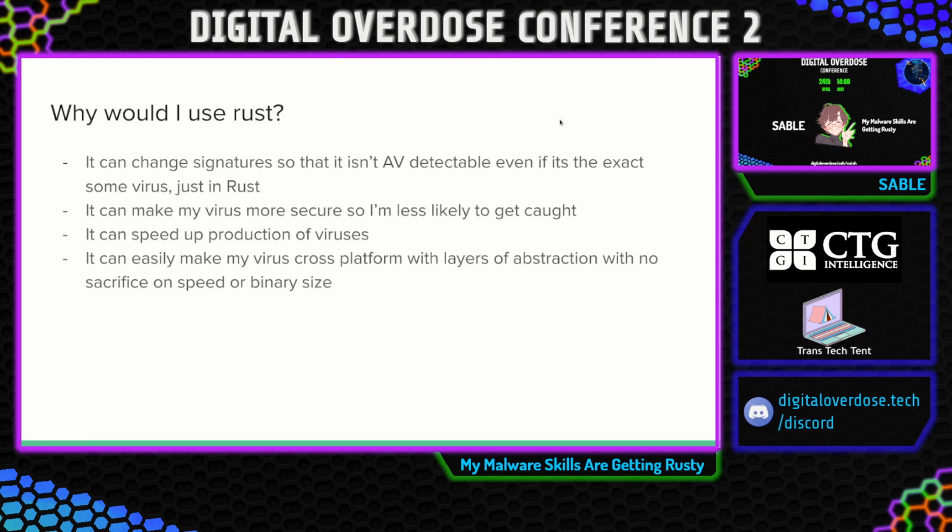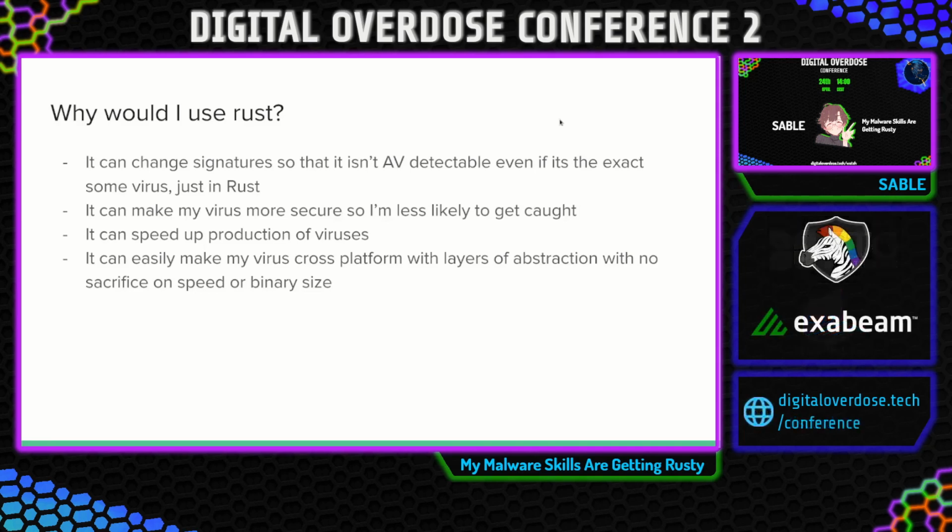Well, when you use Rust, it'll change the signatures because it's different. Obviously, it's going to change the signature because it's not the same. So the signature isn't going to be in the antivirus database or whatever they're using to recognize it. It can also make your virus more secure in terms of you're not going to find any paths lying around in the executable. Those will be stripped. You can make your strings not be built into the executable, so you can't just grep an executable.